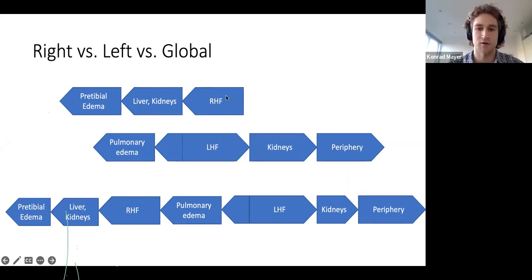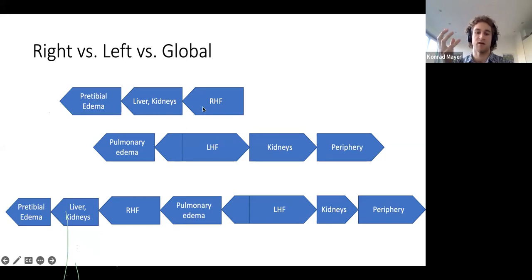Okay, perfect. So RHF means right heart failure, LHF is left heart failure. Right heart failure is when the right ventricle is not working efficiently, and the characteristics of right heart failure are congestion and backflow. So we will see this in problems with the liver, the kidneys, and the classical presentation of edema in the lower extremity, so pretibial edema.